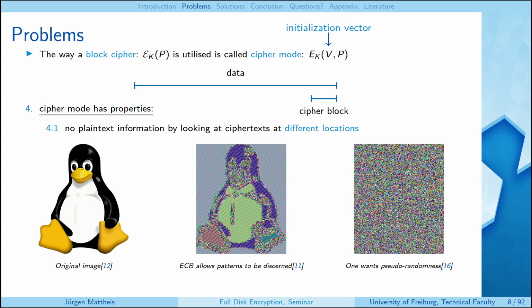I guess the most straightforward cipher mode is the electronic codebook mode, which is basically the idea that you divide the data into blocks of cipher block size and encrypt them with the cipher. The problem of electronic codebook mode is that the same plaintext gets encrypted to the same ciphertext, and then you can still recognize this penguin, but you actually want something like this here. Thus it is a desirable property to hide plaintext similarities between different cipher block locations.